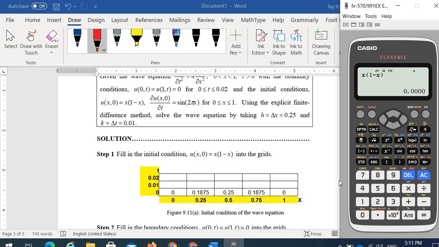So if you use calculate mode, input this function, then you need to input the x values one by one: 0, 0.25, 0.5, 0.75, 1. This is using calculate mode. Since the increment is consistent, which is h 0.25, and you have a starting and ending value, I will recommend that you use table mode.